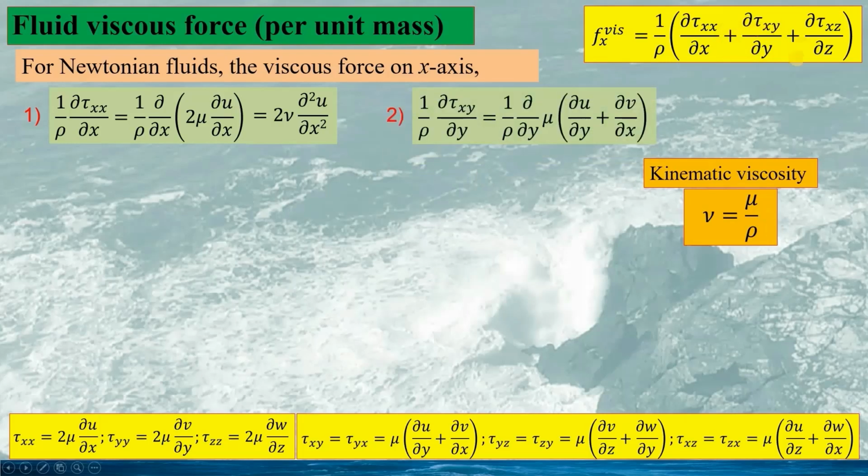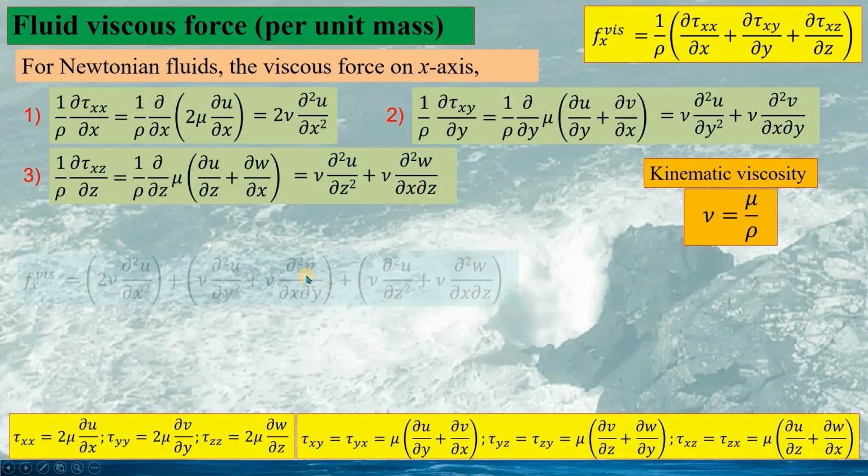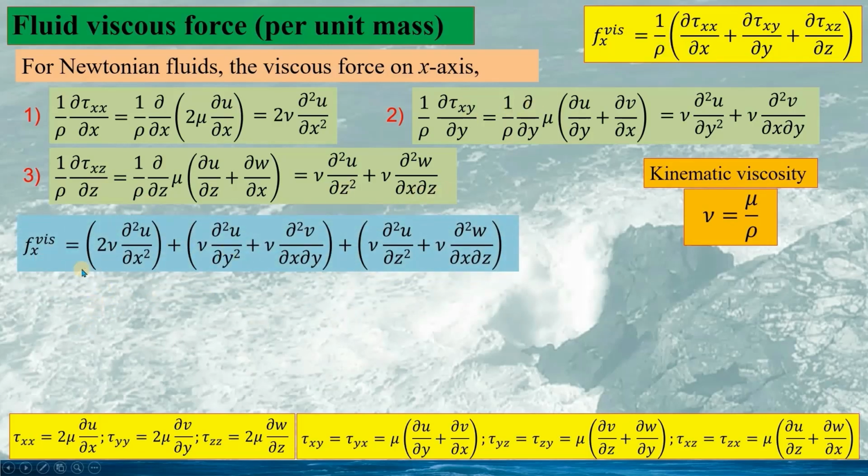And the second term in the expression would be calculated as this. So we use tau xy here into the expression, so we can obtain the expression for the second term of the stress force on x direction. And the third term of the stress force on x direction would be given as this. Here, tau xz is substituted. So we have the expression as this. And if we put all this together, the viscous force on x direction would be calculated as this. This is from the first term, second term, and the third term.